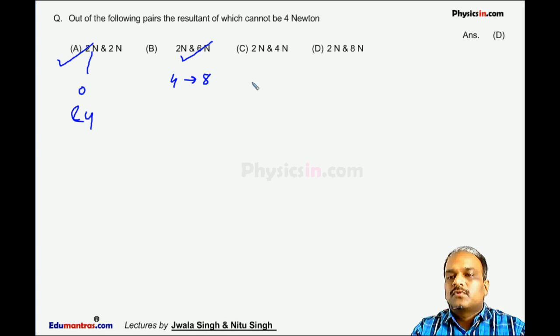Here it is 2 and 4. So the minimum value possible here is 2 Newton and the maximum is 6 Newton. So 4 lies in this range. So it can also give 4 Newton. Here the minimum is 6 and the maximum is 10. So 4 is not in this range. So for this, the resultant of this 2 Newton and 8 Newton can never give 4 Newton. So the answer is D.